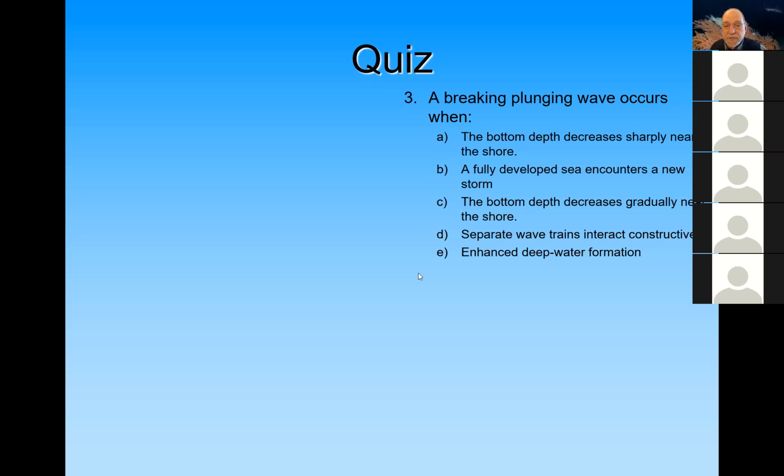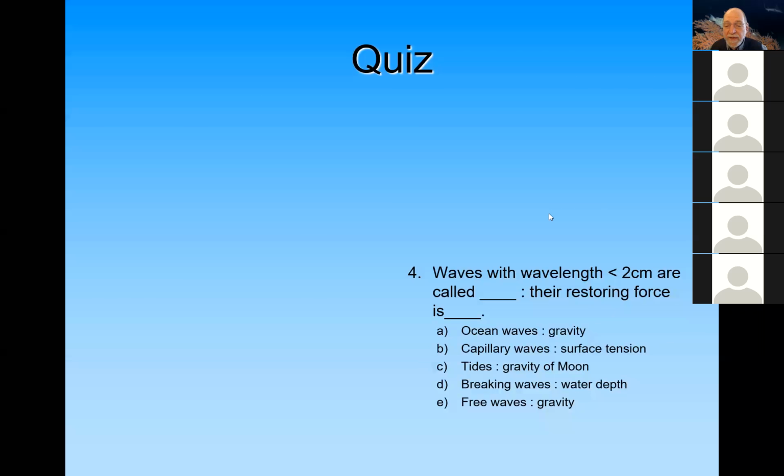Okay. So the last question here: waves with a wavelength of less than 2 centimeters are called something, and their restoring force is something. Is that A, ocean waves, gravity, B, capillary waves, surface tension, C, tides and the gravity of the moon, D, breaking waves and ocean depth, or E, free waves and gravity? B, capillary waves, little tiny waves. And so for these waves, the restoring force is not actually gravity, but it's the surface tension of the water, which is pulling the water molecules back.